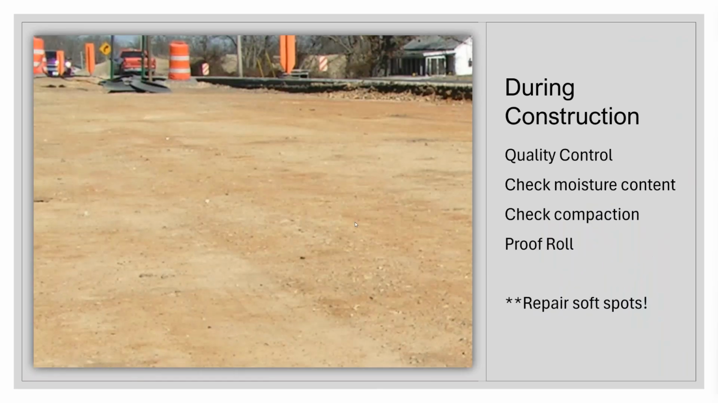So during construction, we are compacting, we're adding some water perhaps, maybe even some lime or cement stabilization, and we compact. We need to do some quality control, check the moisture content, check our compaction, what kind of densities are we getting. If you have a specification that dictates you need 95% compaction, or whatever that percent may be, then we're measuring to make sure that we're achieving that.